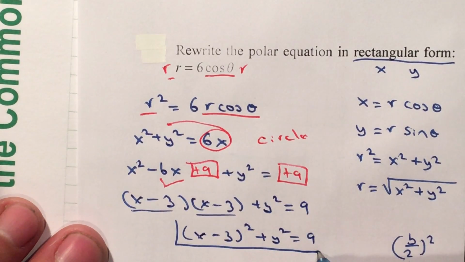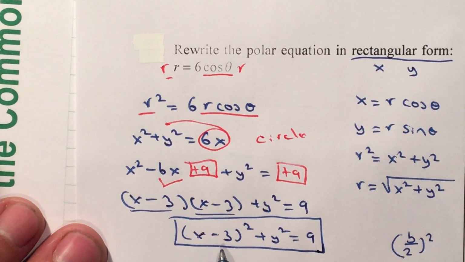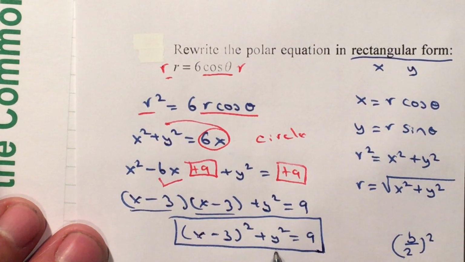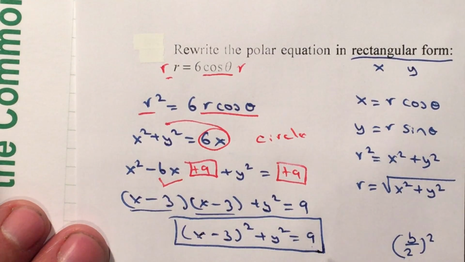And therefore, if I need to graph it, this is a circle where your center will be (3, 0) and your radius will be 3. r squared equals 9, so r is equal to 3.